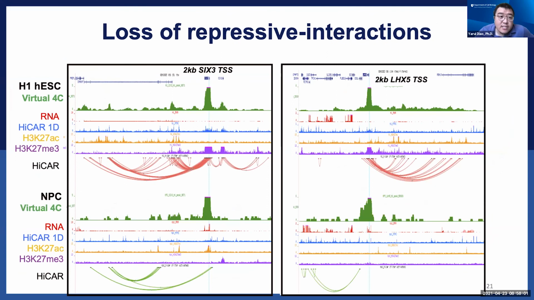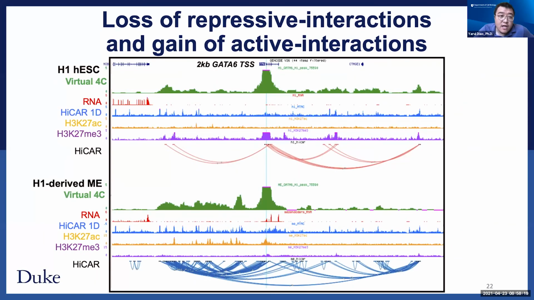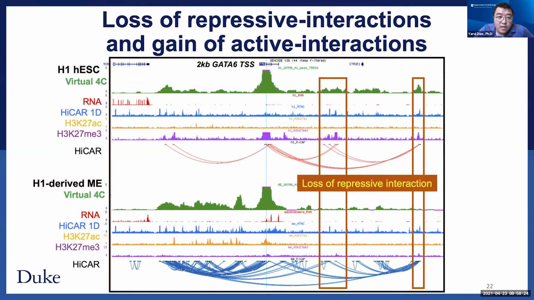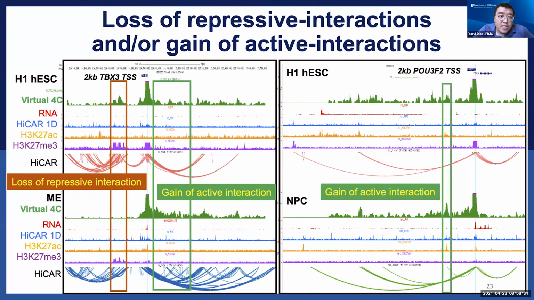So we took a look at the HiCAR data, and we look at two developmental genes that are specifically activated in NPC, SOX3 and LHX5. But surprisingly, we found that when the cells start to differentiate, there's a very consistent loss of repressive interaction. And we look at another gene, GATA6, which is a mesoendoderm-specific gene. And we also notice loss of repressive interaction and also gain of active interaction. And similarly, this is also the case in TBX3 and POU3F2.